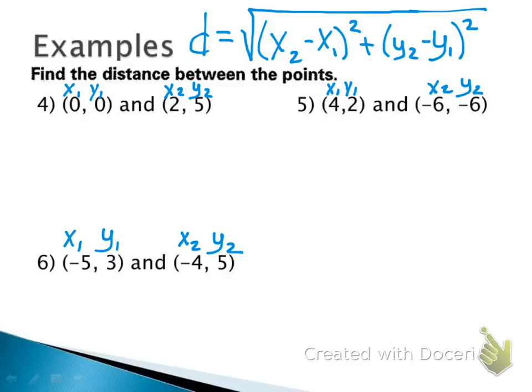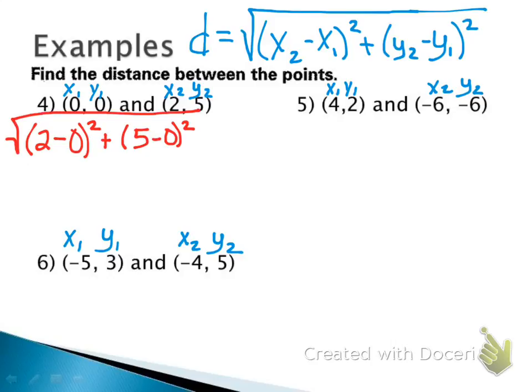So, what is x2? Minus, what's x1? 0. I'm going to square that. I'm going to add it to, what's y2? 5 minus 0. I'm going to square that. I'm going to take the square root. I'll pause here so you can catch up.